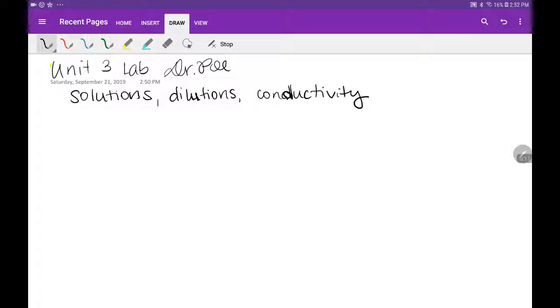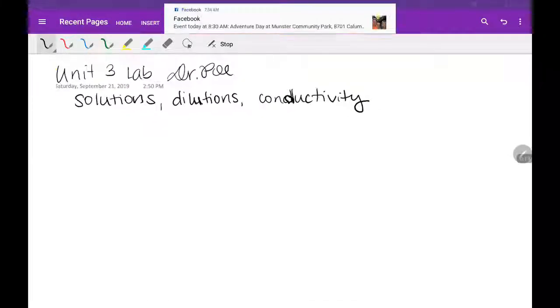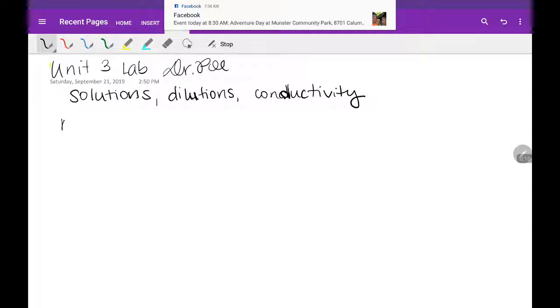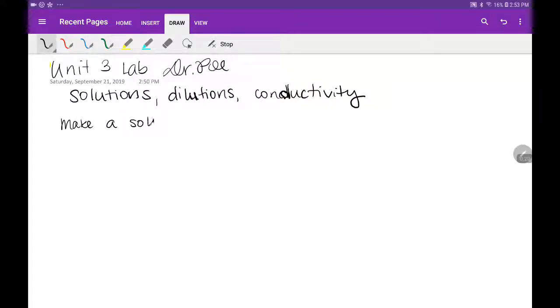So in this lab, really the goal is to make a solution if you know the concentration and volume.